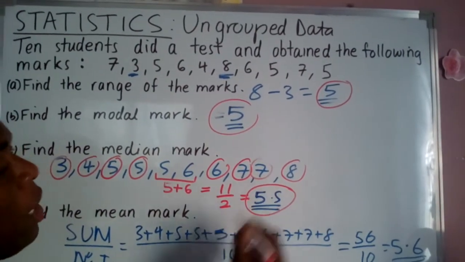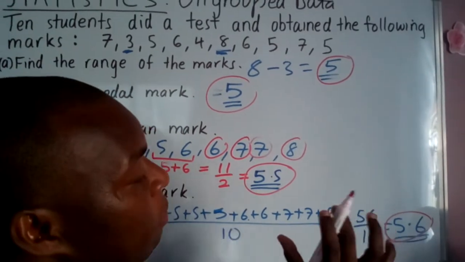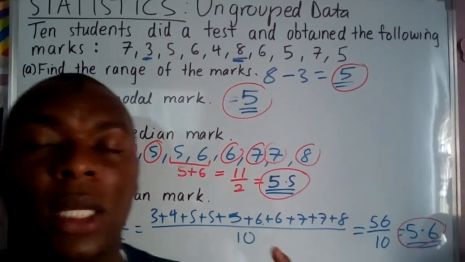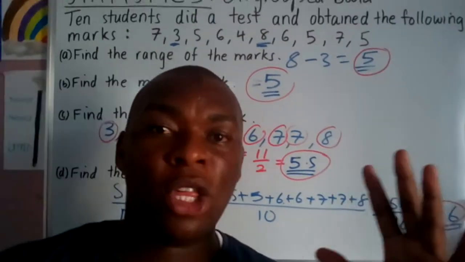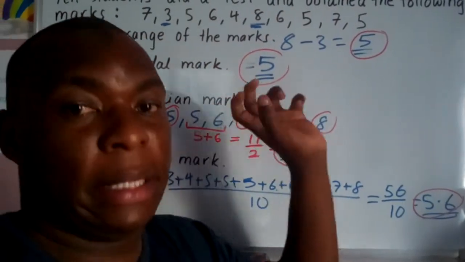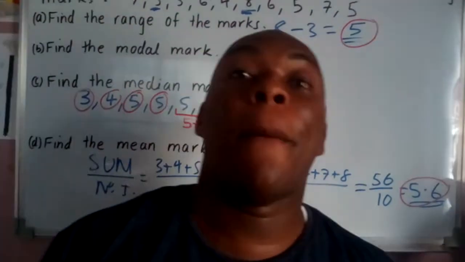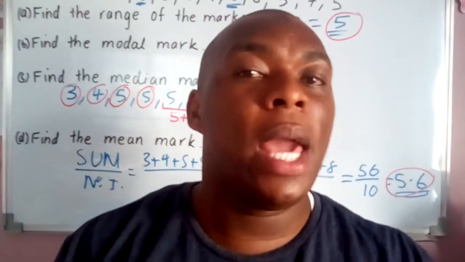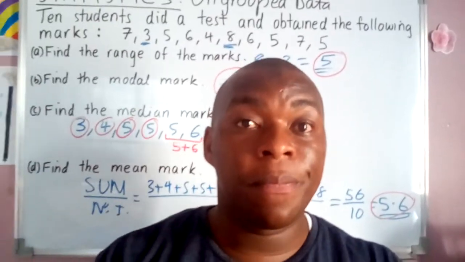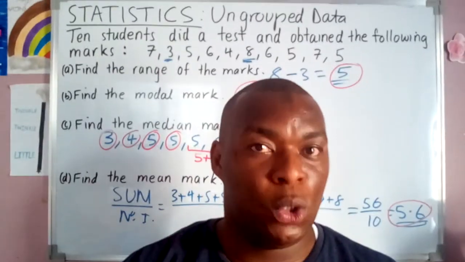our third answer was 5 point something, and our final answer was 5 point something. Now, we always say that whenever we get all the answers ranging from the same place, this data was really statistical. Now, that is our small question about ungrouped data, and we're looking at the range, the median, the mode, and the mean. Hope you understood well.